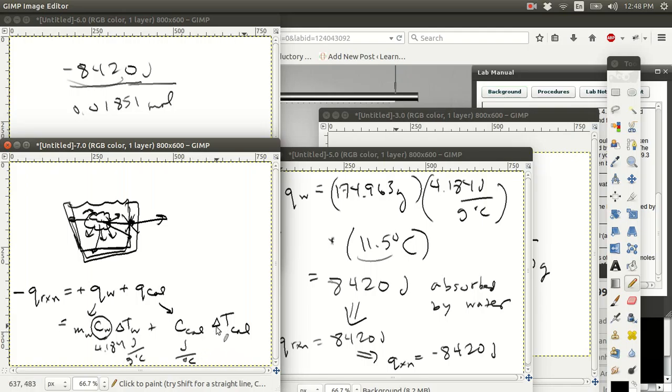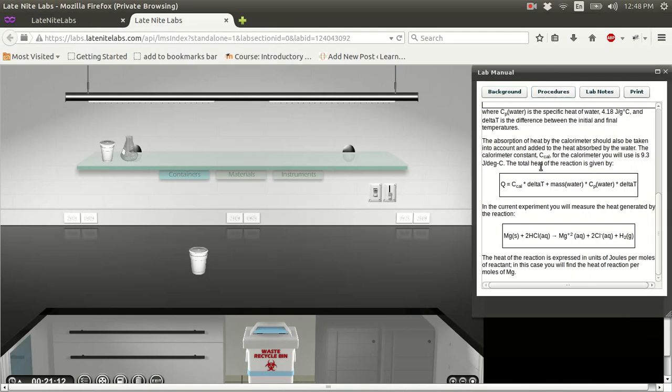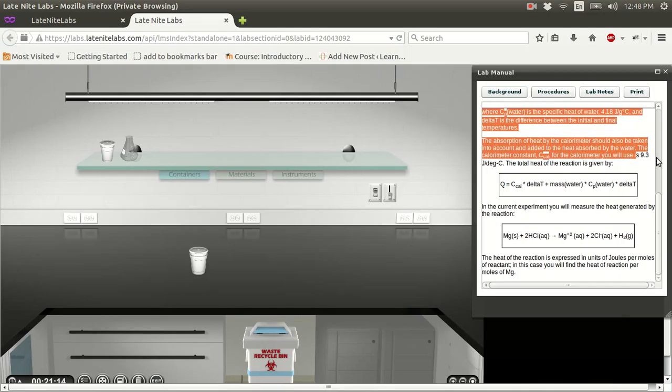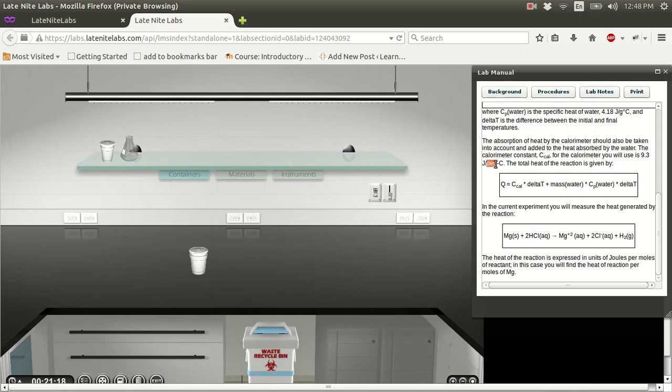So this is joules per degree Celsius, and this delta T, this is of course still degree Celsius, they'll cancel to make joules. Everything in here will also cancel to make joules. Joules plus joules, you'll get an energy. So that's how you'll do this. They give you in the background material the number 9.3 joules per degree Celsius. You see that there.